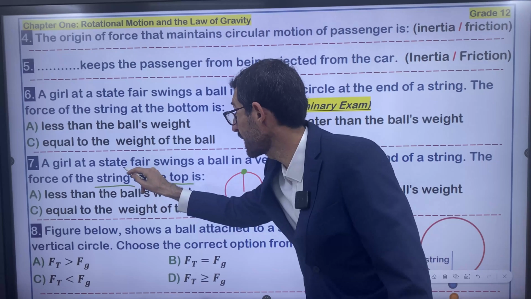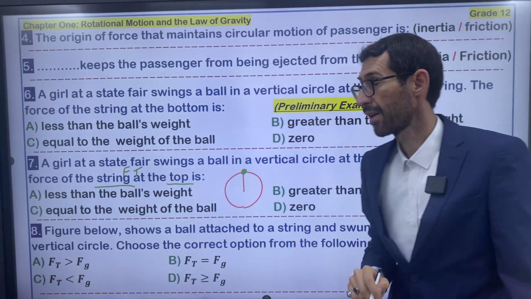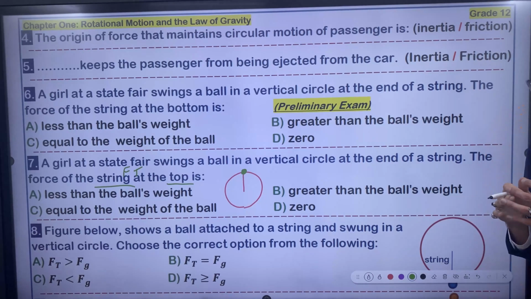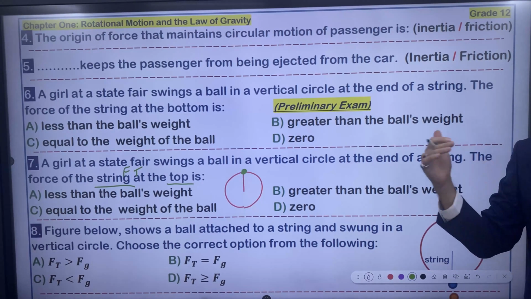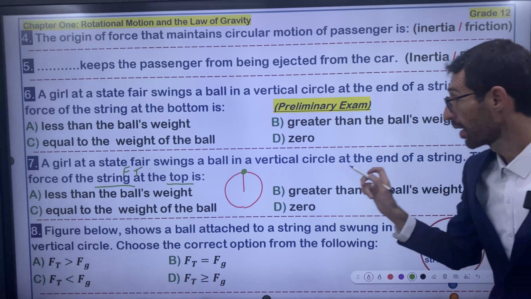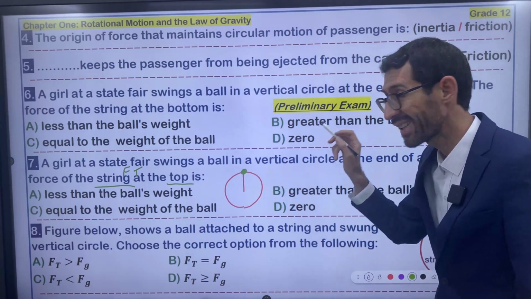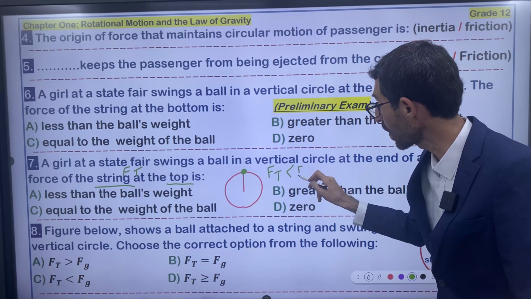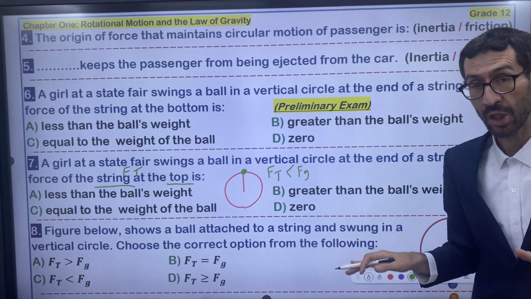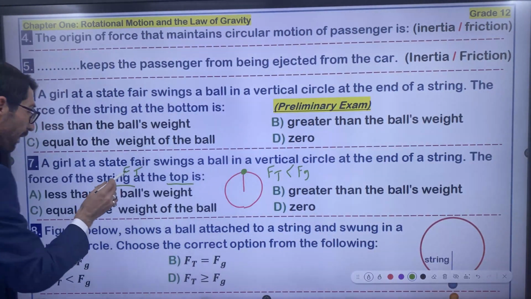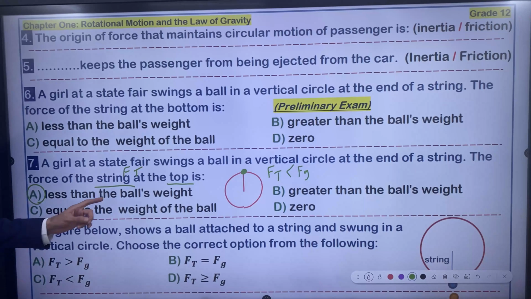We look for Ft at the top. Which kind of relationship is there between Ft and Fg? Ft is the tension of the string, Fg is the weight of the ball. So right now, keep in mind that at the top of the path, always Ft is less than Fg, always. It doesn't change. So which option is true? A is true, because Ft is less than the ball's weight.